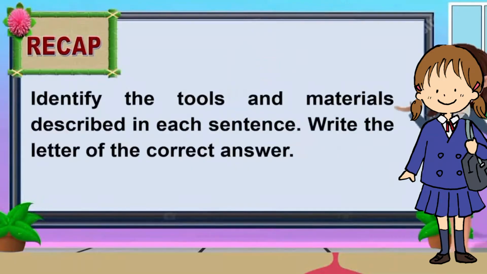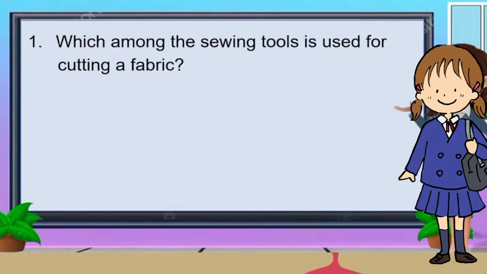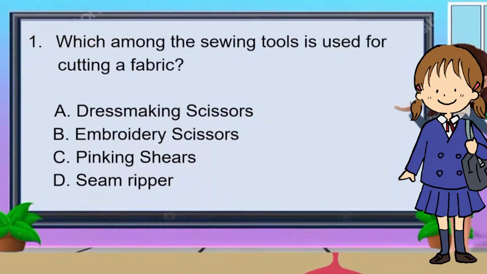Directions: identify the described sewing tools and materials. Select the letter of the correct answer. 1. Which of the following sewing tool is used for cutting a fabric? A. Dressmaking scissors. B. Embroidery scissors. C. Pinking shears. D. Seam ripper.